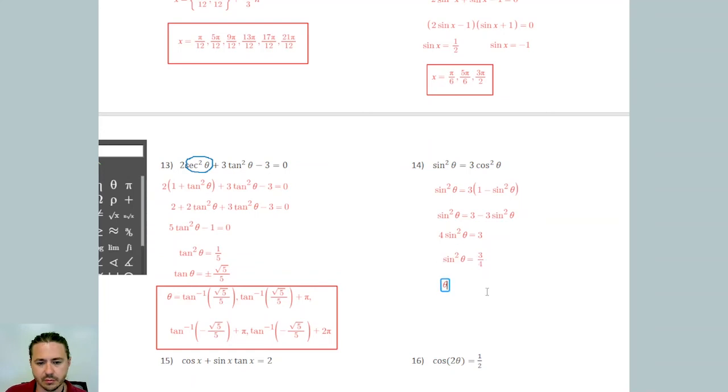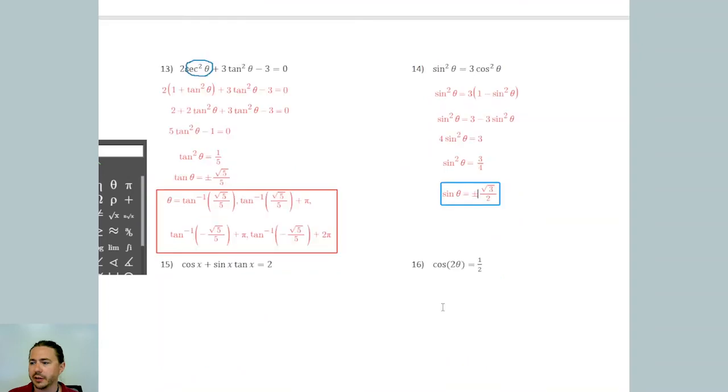So I'll get sine of theta equals the square root of 3 over the square root of 4, which is 2. And I need to remember, make sure to get that plus or minus. Okay, so this is going to be kind of a basic one compared to some of the more complicated ones we've seen. So here theta will equal every angle measure where sine is positive or negative root 3 over 2.